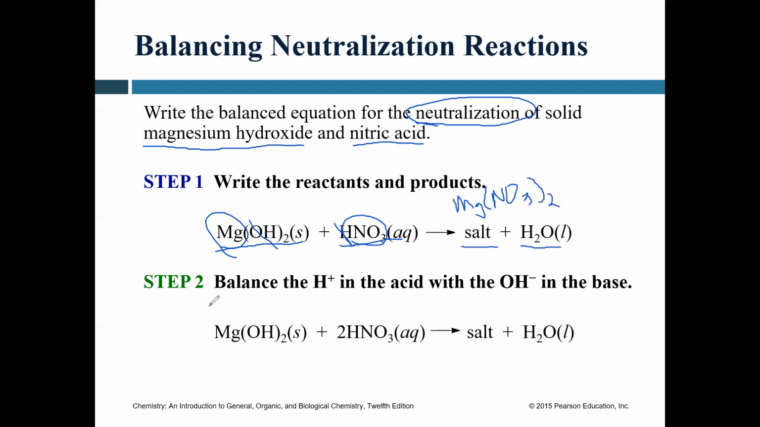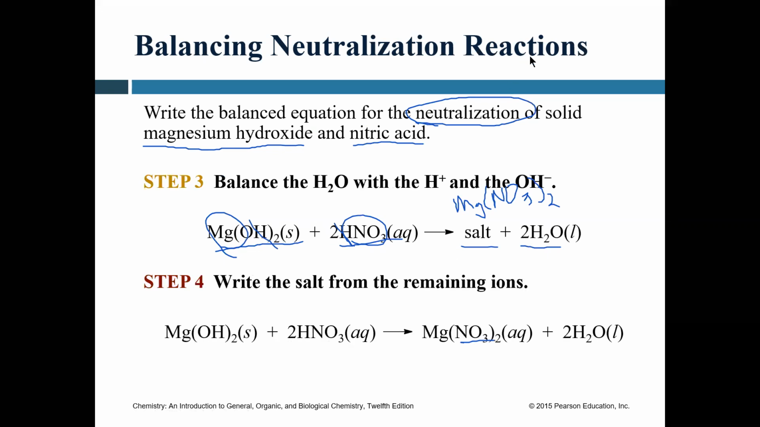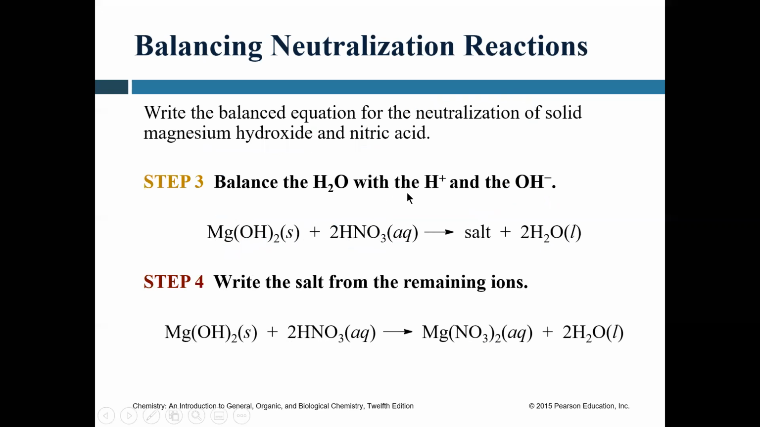NO3, 2. When you're balancing this, they put it in as just the word generic salt because this balancing system always applies for everything, doesn't matter what the salt is, but you'll balance the H's in the acid with the OH's in the base. So here I've got 2 OH's, so I need to have 2 H's over here. So I put a 2 in front of the acid. I need 2 acids to balance every one base. Then you need to balance the water with the H's and the OH's. If I've got 2 OH's here and 2 H's here, I need to have 2 waters here. And then you just write the salt in.